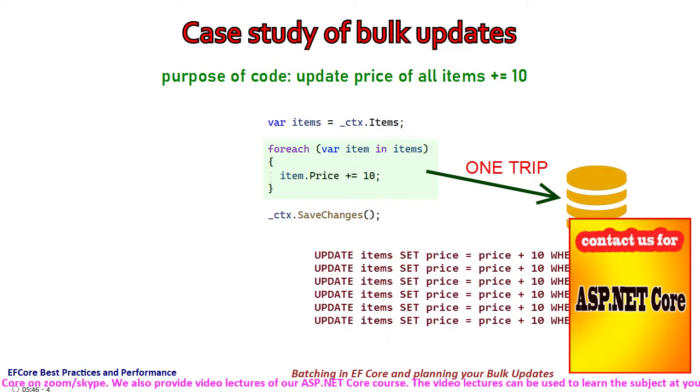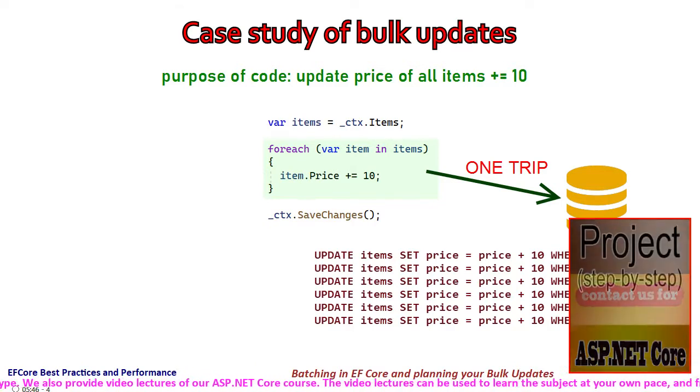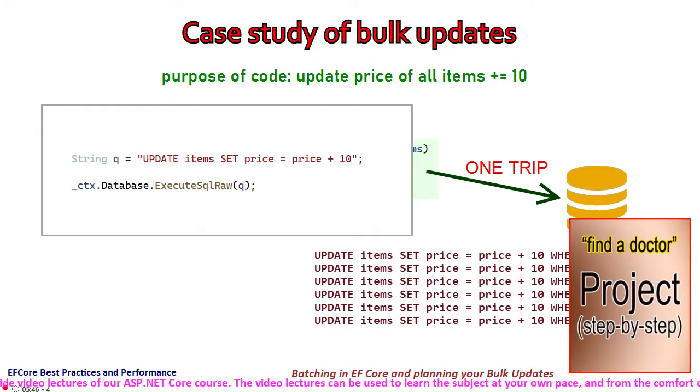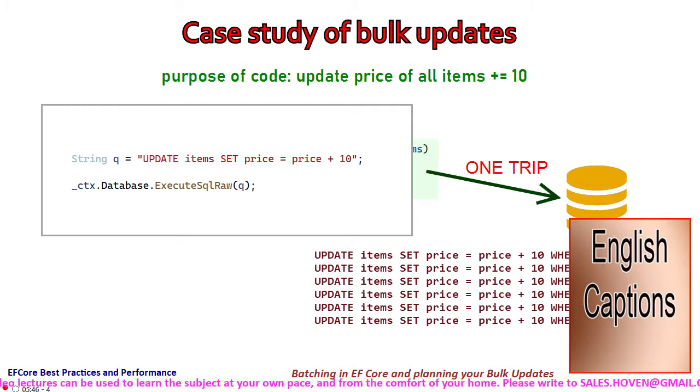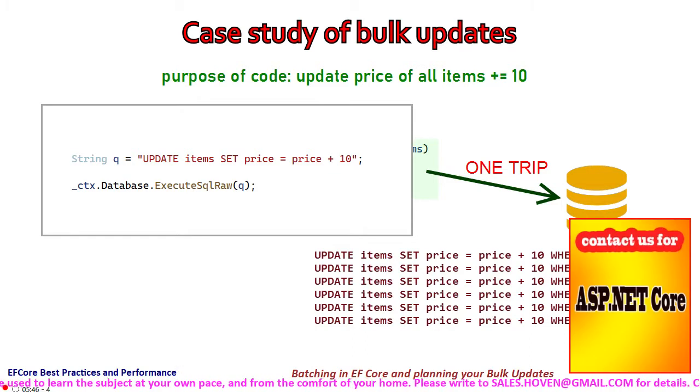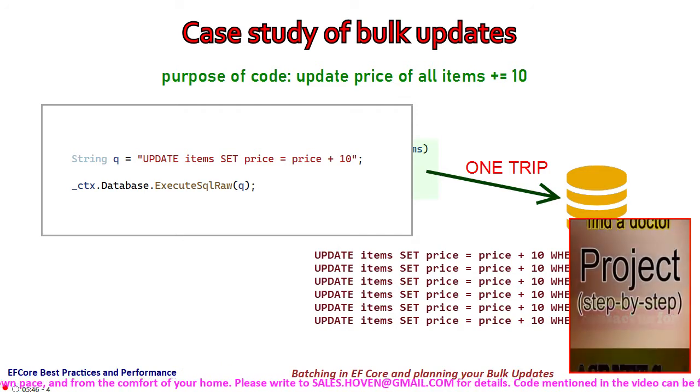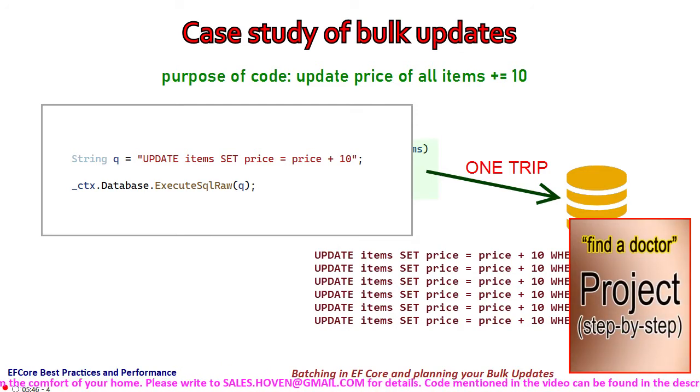And now let me give you a simple solution to this problem. Why don't we use ExecuteSqlRaw to execute our direct SQL query? Update items set price = price + 10. This query will update the entire table in just one go. Think about it. Thank you.